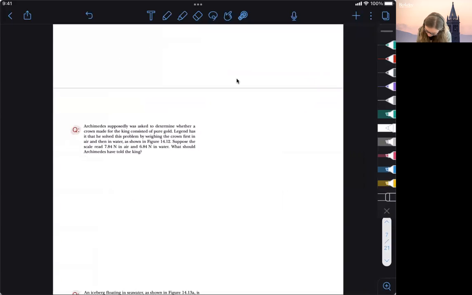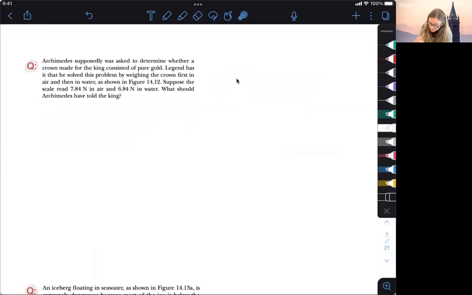This example problem is a little bit long. I will go ahead and let you read it if you would like to try it. I'll go ahead and stop and record it separately.